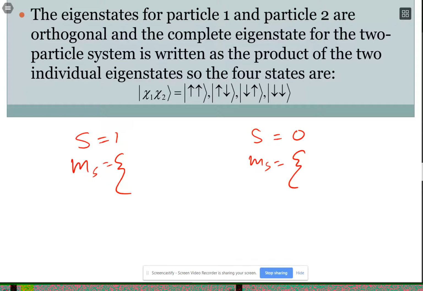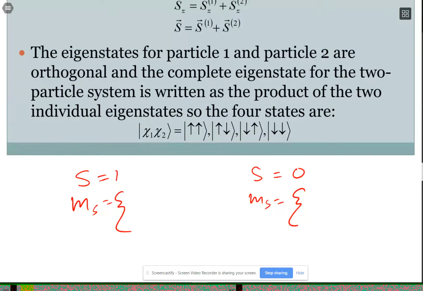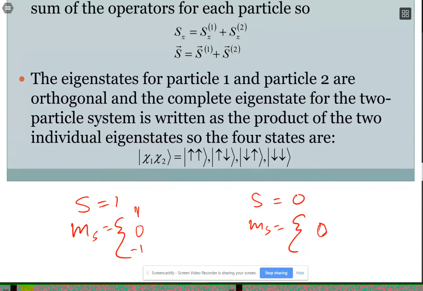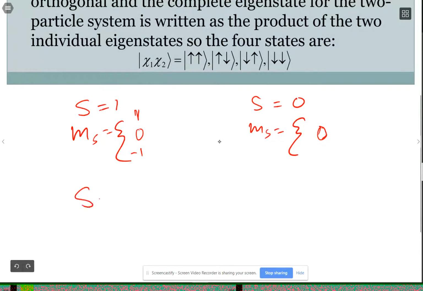Just thinking about S as a single thing by itself. If S is 1, it follows the same rules as L. So if L is equal to 1, what values could M sub L have? And if L had been equal to 0, what value can M sub S have? So our S sub Z values are labeled by our M sub S's, because S sub Z is equal to h bar M sub S.